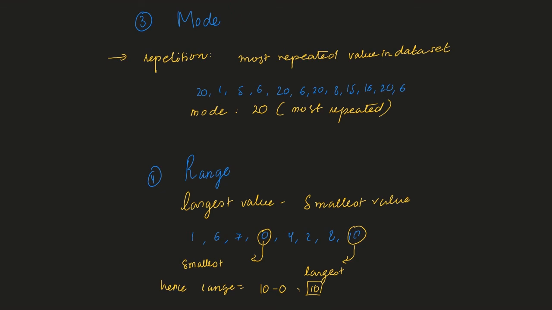The range is the difference between the largest value and the smallest value of the data set. So here in this data set, you can see that the largest value is 10 and the smallest value is 0. So the range will be 10 minus 0, and that will give you the range as 10. So this basically sums up understanding of averages for SAT Mathematics.